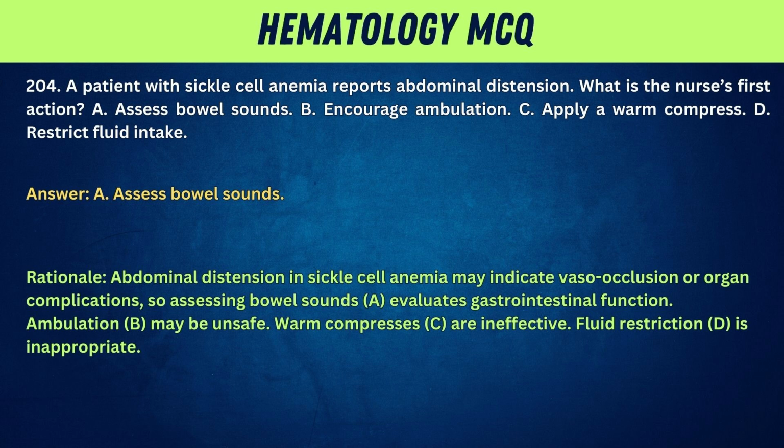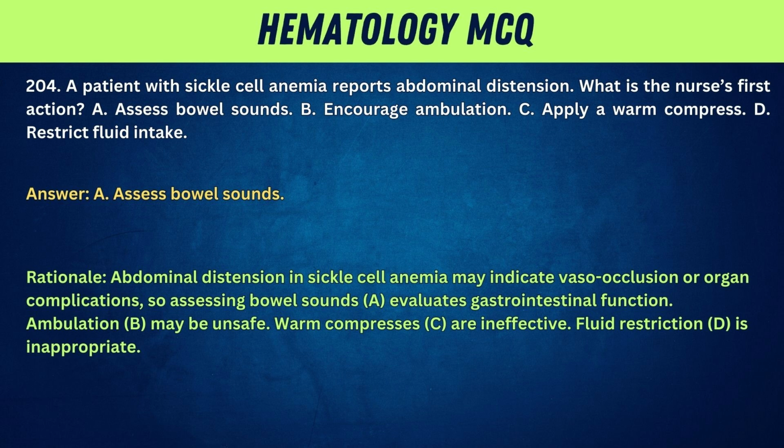Answer. A. Assess bowel sounds. Rationale. Abdominal distension in sickle cell anemia may indicate vaso-occlusion or organ complications, so assessing bowel sounds, A, evaluates gastrointestinal function. Ambulation, B, may be unsafe. Warm compresses, C, are ineffective. Fluid restriction, D, is inappropriate.